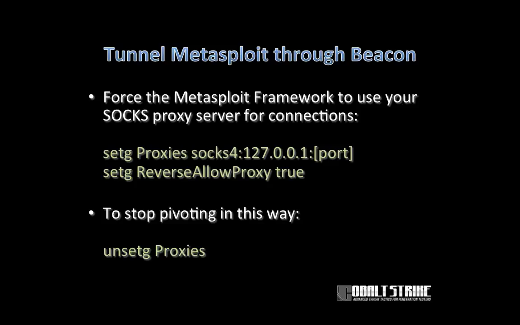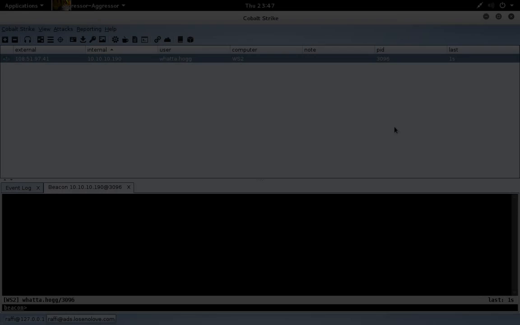There's an option in Metasploit called proxies. Through that option, you can specify a SOCKS proxy server that the Metasploit Framework should send that module's traffic through. So if you do setg proxies and point it to your Cobalt Strike team server, you will make the Metasploit Framework tunnel its traffic through that SOCKS proxy, in effect tunneling Metasploit through that Beacon.